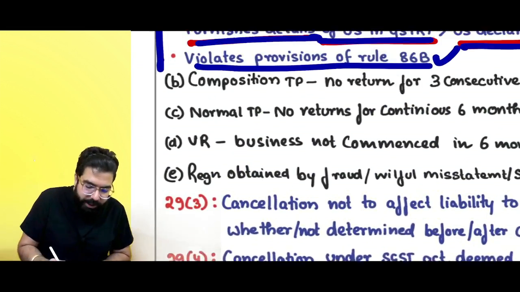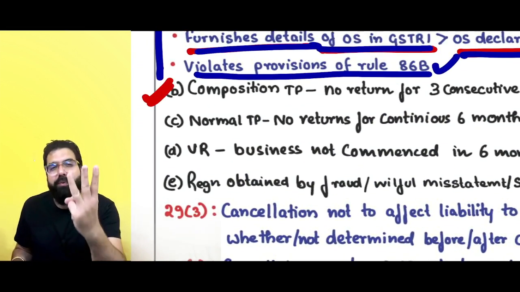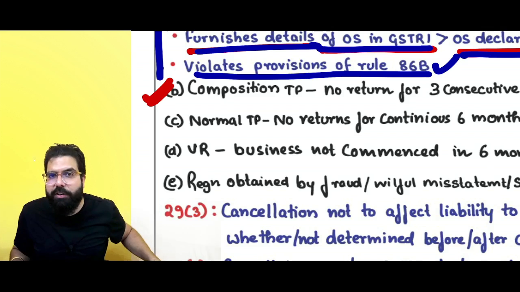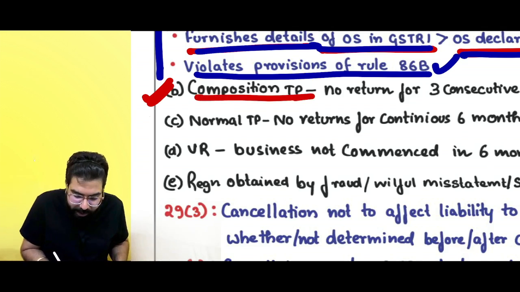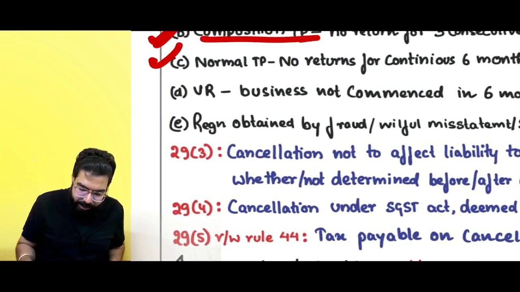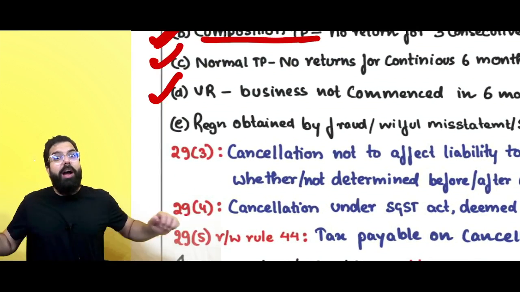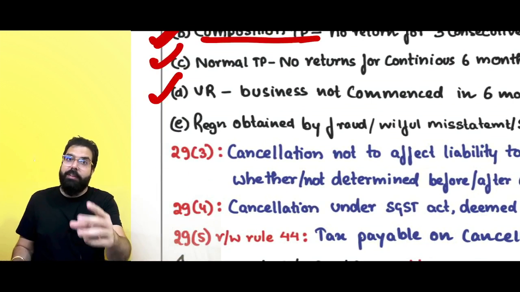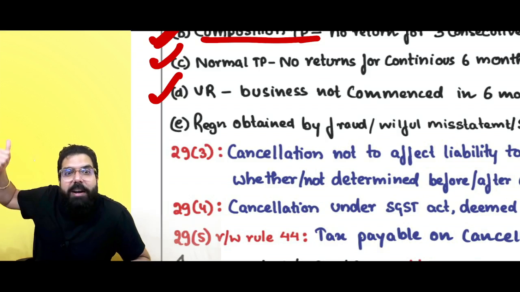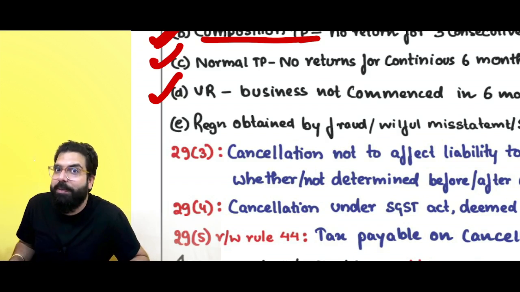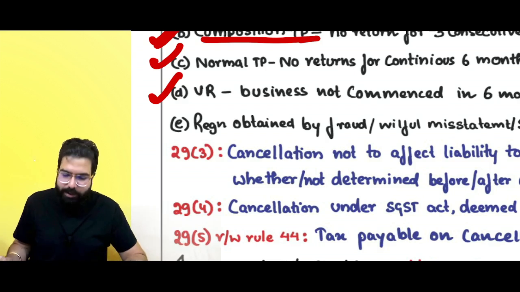29(2)B says, if you are a composition dealer and for 3 consecutive tax periods you have not furnished your return, then your registration shall be cancelled. You are a normal registered person and no return for 6 months, then your registration shall be cancelled. Voluntary registration, you took it, I want registration, not doing business. If you don't do business, unnecessarily you are blocking the government's server space. You have taken registration, you are blocking server space, filing nil returns, passing time unnecessarily, they will cancel your registration.